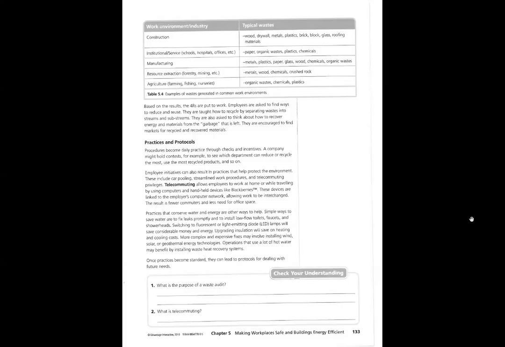All right. A company might hold contests to see which department can reduce or recycle the most, use the most recycled products, and so on. That's a great idea to create an atmosphere where people are not only encouraged to follow the 4 Rs, but also rewarded when they do.